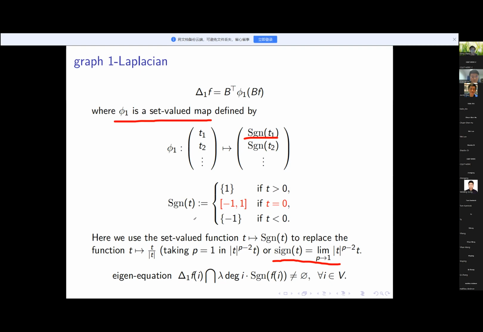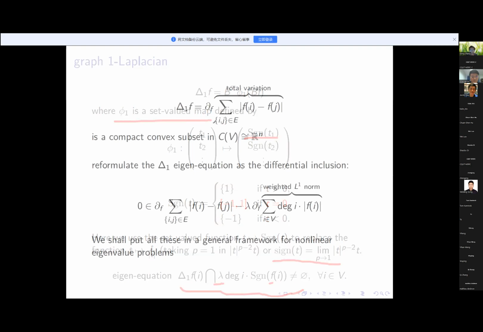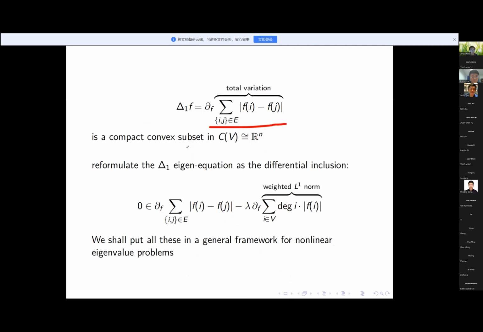Okay, and the 1-Laplacian eigenvalue problem is to find the real number lambda and the function f satisfying this intersection condition. Okay, it is a little complicated. I will explain it later. In fact, the 1-Laplacian acting on f equals the subgradient of this total variation functional, and it is a compact convex subset in R^n. And of course, we can reformulate the 1-Laplacian eigenvalue problem as this differential inclusion.